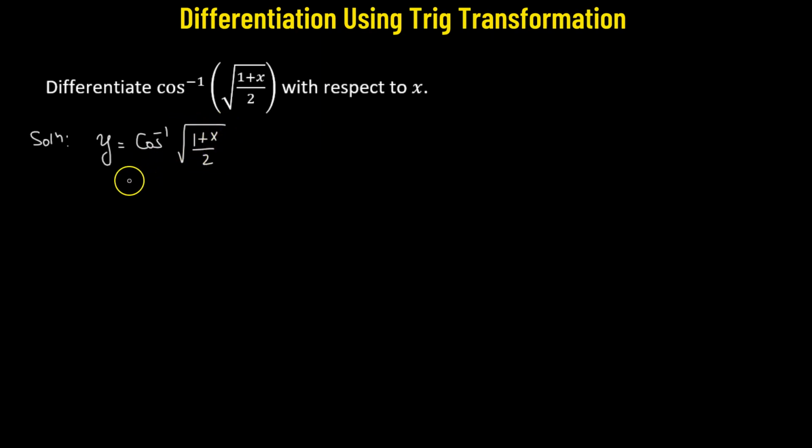Our task will be to find the derivative of y with respect to x. So let's label this as equation number 1. We'll make a trigonometric transformation to reduce this inverse trigonometric function on the right hand side of equation 1.